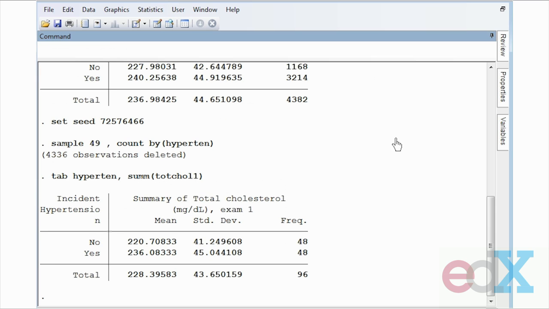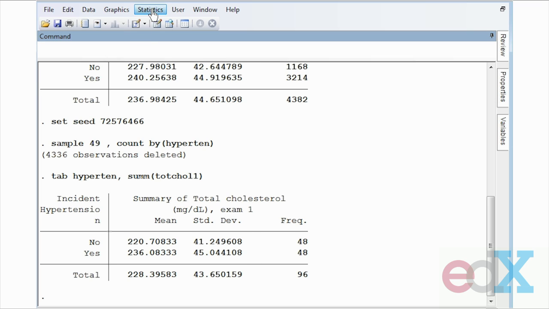In our sample now, we have 48. We lost one because there was missing data. Of the 48 who do not have hypertension, their mean is 220. And for the 48 with hypertension, their mean was 236, as opposed to in the population, this is what we had. And the standard deviations are pretty good estimates in the sample of what they were in the population.